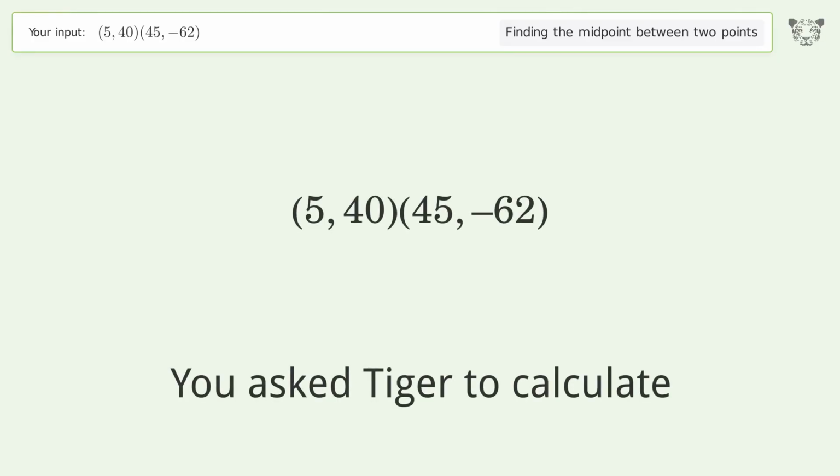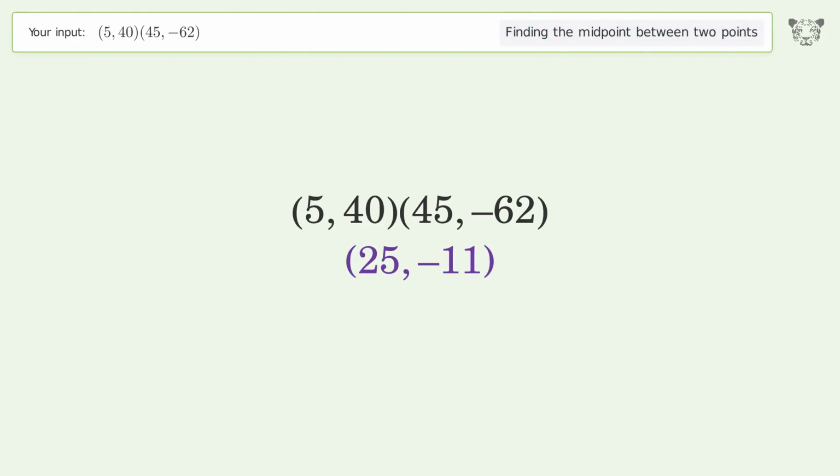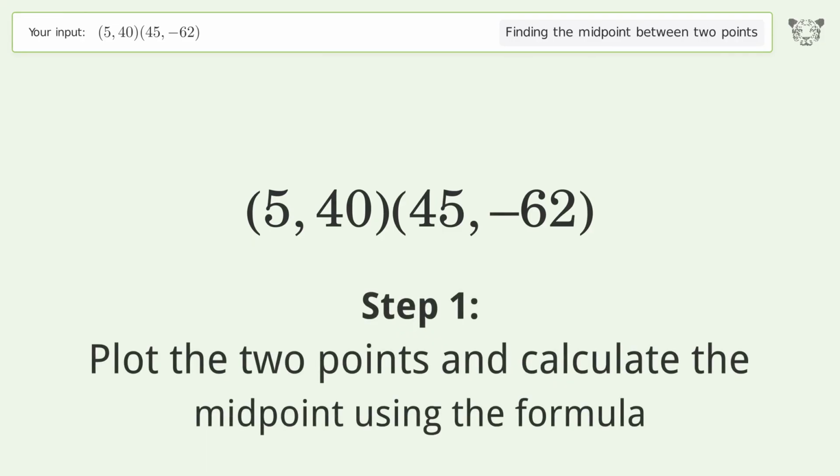You ask Tiger to calculate. This deals with finding the midpoint between 2 points. The midpoint between the 2 points is 25, -11. Let's solve it step by step. Plot the 2 points and calculate the midpoint using the formula.